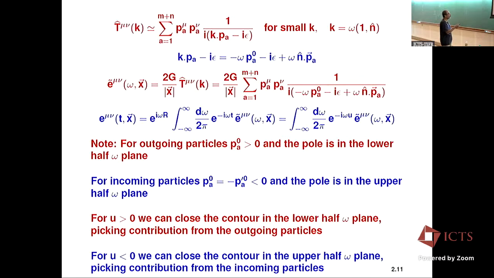Now we are going to use this result, right? The reason that we calculated T hat mu nu is because E tilde mu nu omega x is ultimately going to be related to this. This is the gravitational waveform at the detector, right? Which is related to the Fourier transform of the energy momentum tensor. Okay? So E tilde mu nu is then given by this.